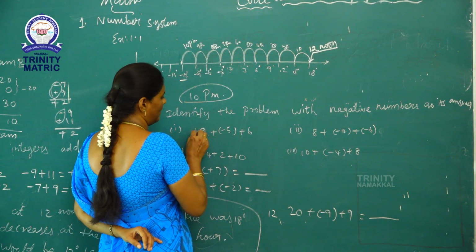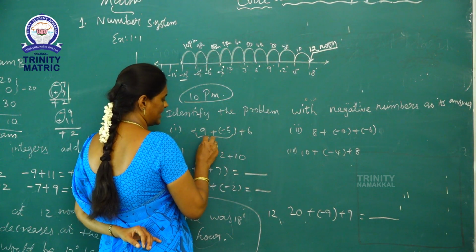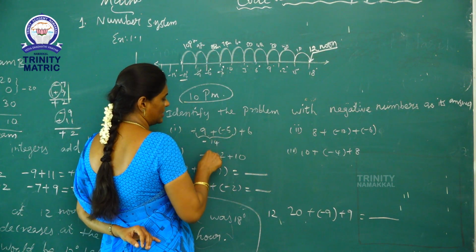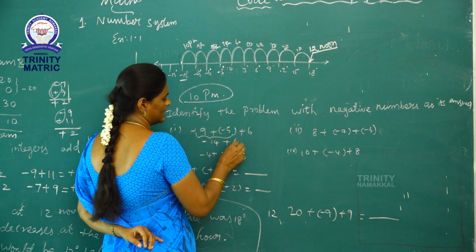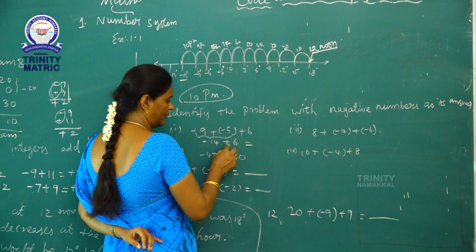See here, minus 9, minus 14. Here the signs are same. So put the same sign, we add these two integers: minus 14. Then you write this plus 6 as it is. Then minus 14 plus 6 is, here the signs are different.